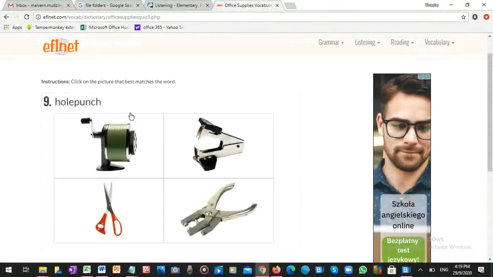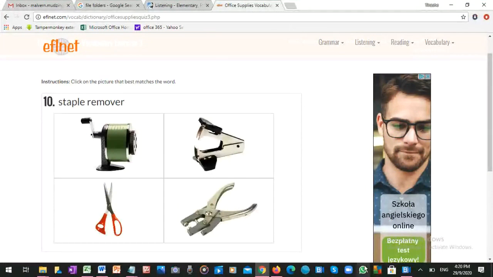Hole punch. Hole punch. One, two, three, or four? Then the last one, staple remover. Staple remover.